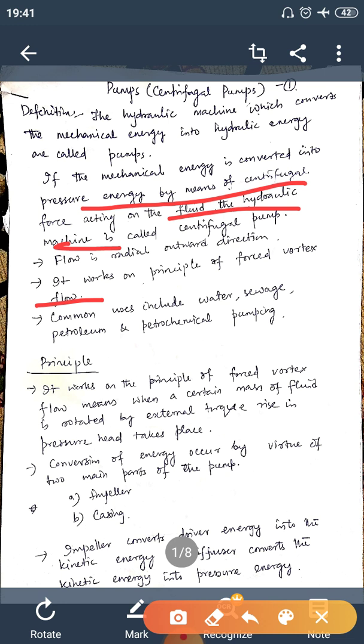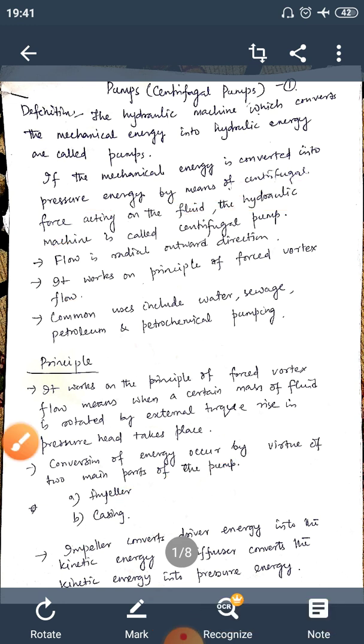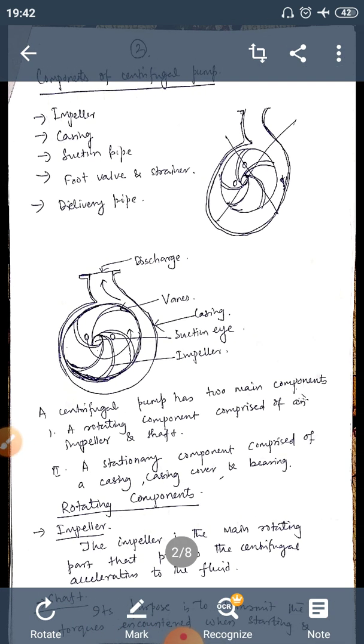Conversion of energy occurs mainly by virtue of two parts, that is the impeller and the casing. First, what is the function of the impeller? It converts the driver energy into kinetic energy, and the diffuser converts the kinetic energy into pressure energy.